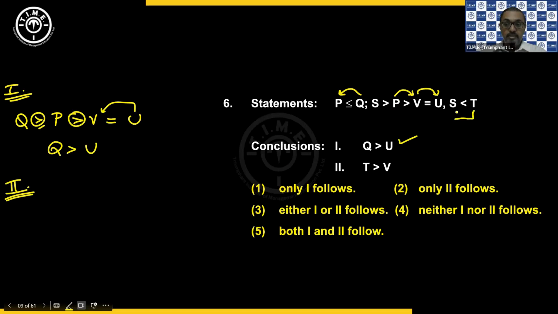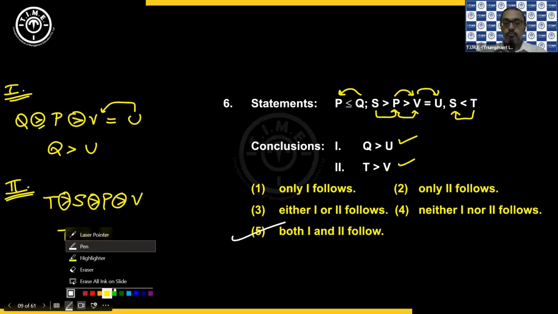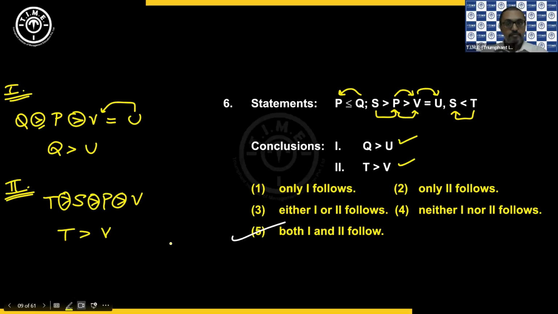Then what about the second one, T to V? So I have T to S in the reverse direction. So I get T greater than S. And then I have S to P and P to V. So S greater than P, P greater than V. So as you can see that greater than is common. So between T and V, you have greater than, which is also a perfect match. So it follows. So my final answer is both 1 and 2 follow. Choice 5. Correct? Both 1 and 2 follow.